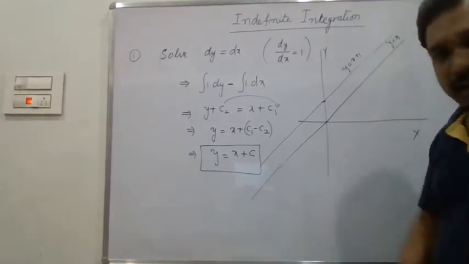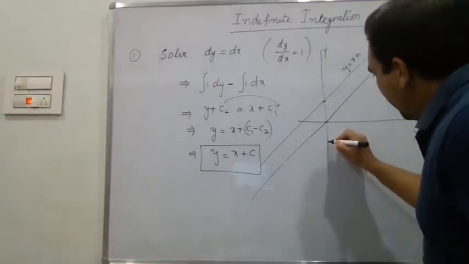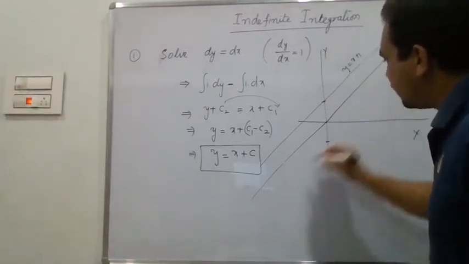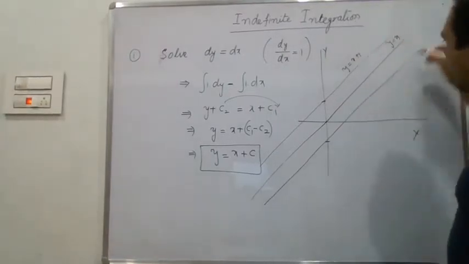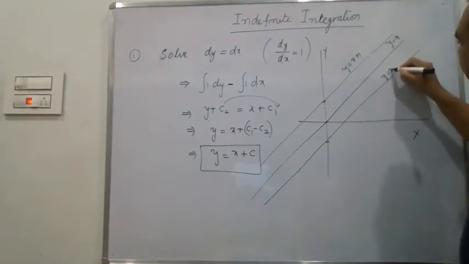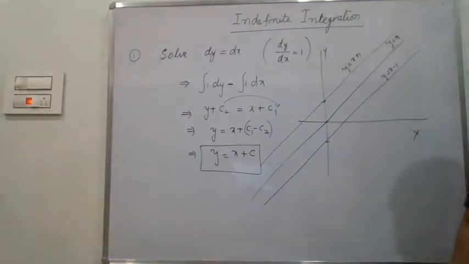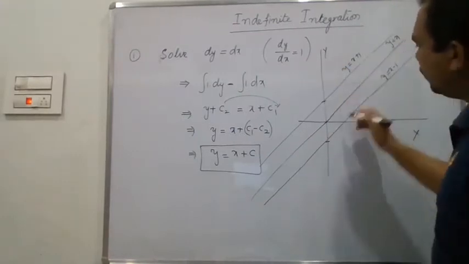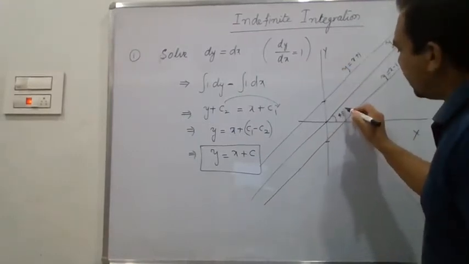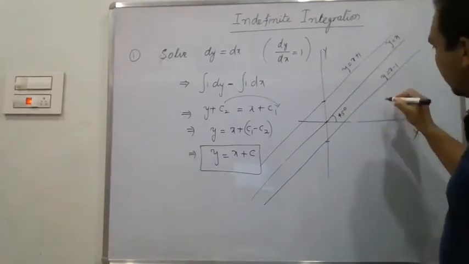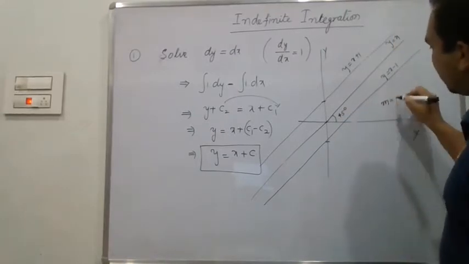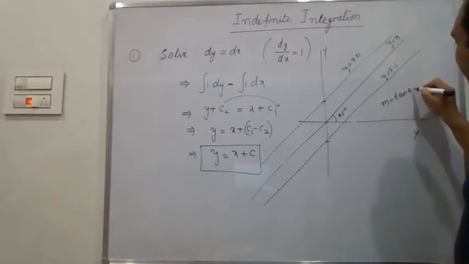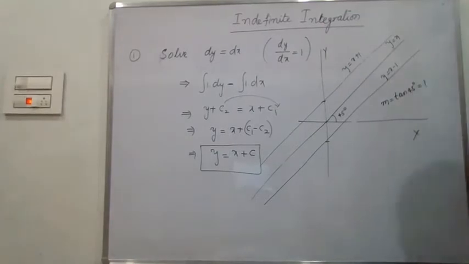If c is equal to minus 1, then it should be 1 unit below this y is equal to x. So this is the line where y is equal to x minus 1. So for all these lines, if you see, the derivative is 1. Why? Because the angle is how much? 45 degrees. So slope is what? Slope is nothing but tan theta, tan 45 degrees. Tan 45 degrees is 1.